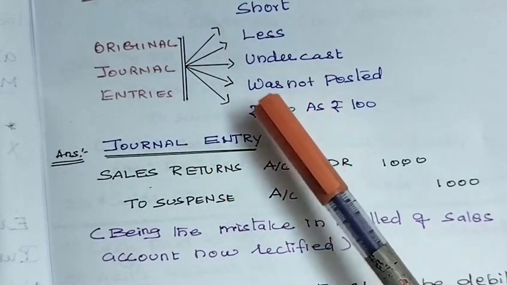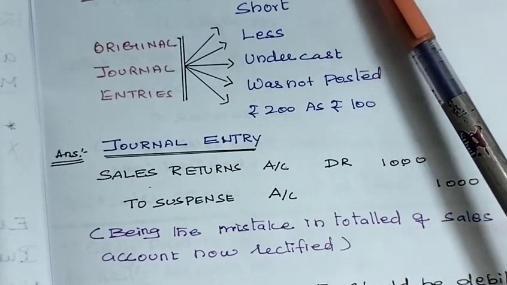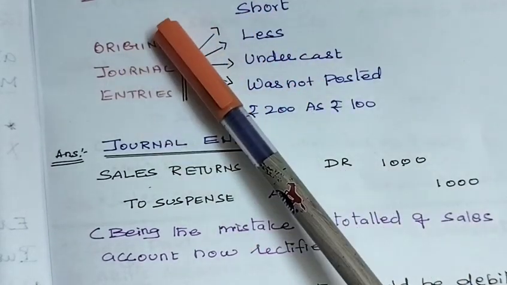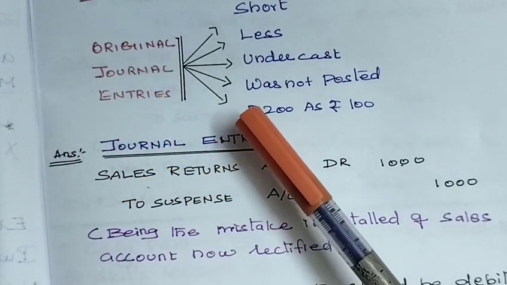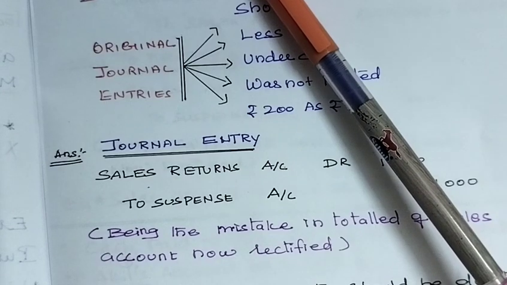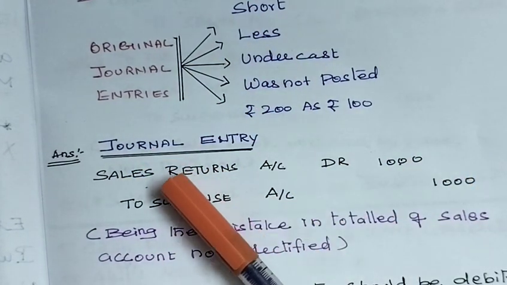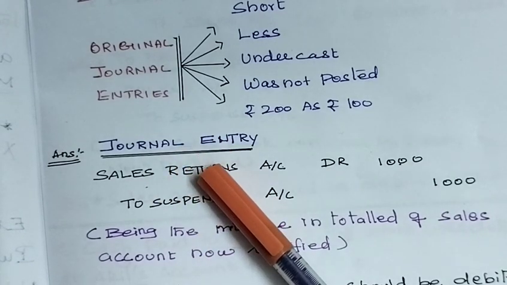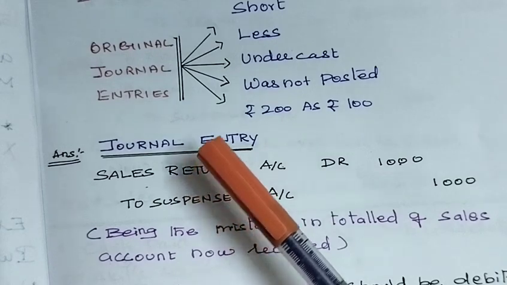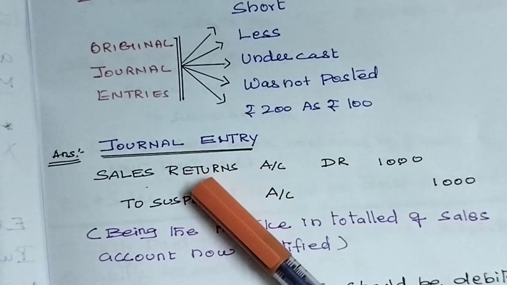These kinds of words you see in a transaction, you have to follow the original journal entry. What is the original journal entry for the sales return account? Sales return account debit 1000 rupees, because the sales return account is just opposite to the sales account. Sales account is to be credited, but sales return account will be debited.